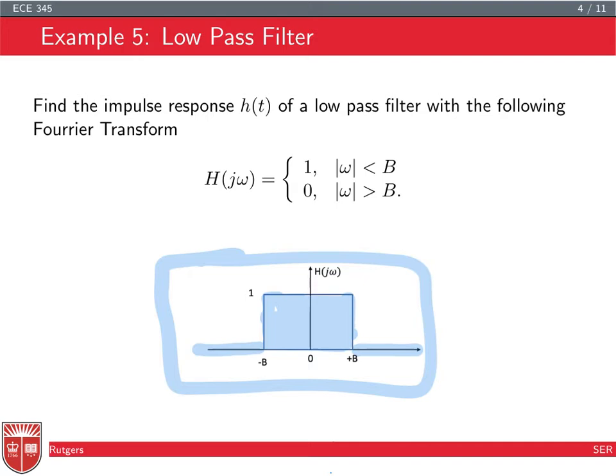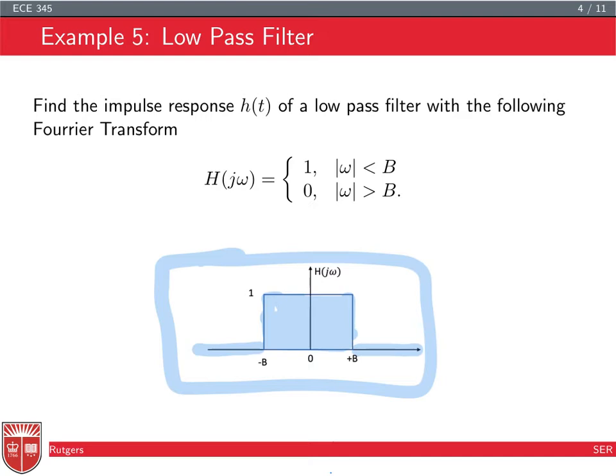We'll get back to this because when you input a signal through a system, the output is a convolution, but it's a multiplication in the frequency domain. So the spectrum of your signal is multiplied by H of j omega, and this is why it lets only the frequencies between minus b and plus b pass through. I'll come back to this later, but here let's think of it as a simple application of the inverse Fourier transform.